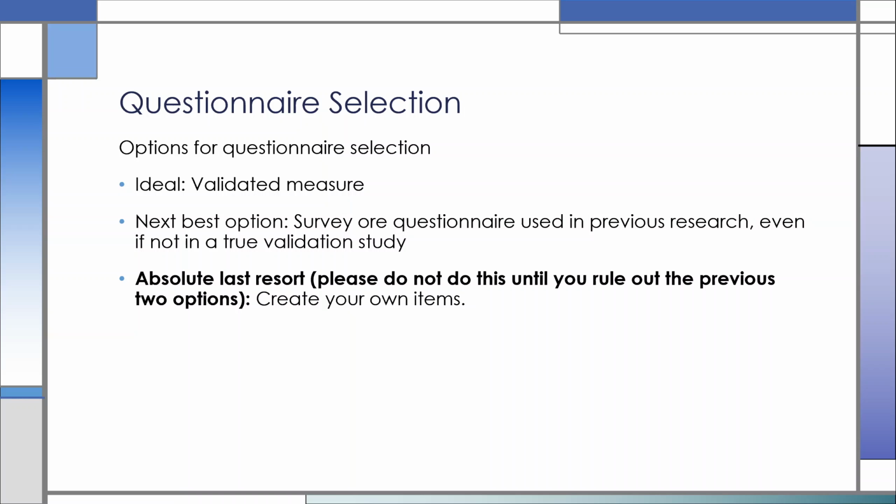Now, this isn't technically a validated study, but it still helps to be able to have a reference and say, these researchers were studying the same thing that I was in a different context, and this is how they assess the construct of interest. As an absolute last resort, and you can only really do this after you rule out the previous two options, and only under certain special circumstances where you're assessing something that can't be done with a validated measure or hasn't been assessed in a way that you can adapt, you can create some of your own items. But again, we really discourage this, and we want you to try to find one of the first two options if at all possible.